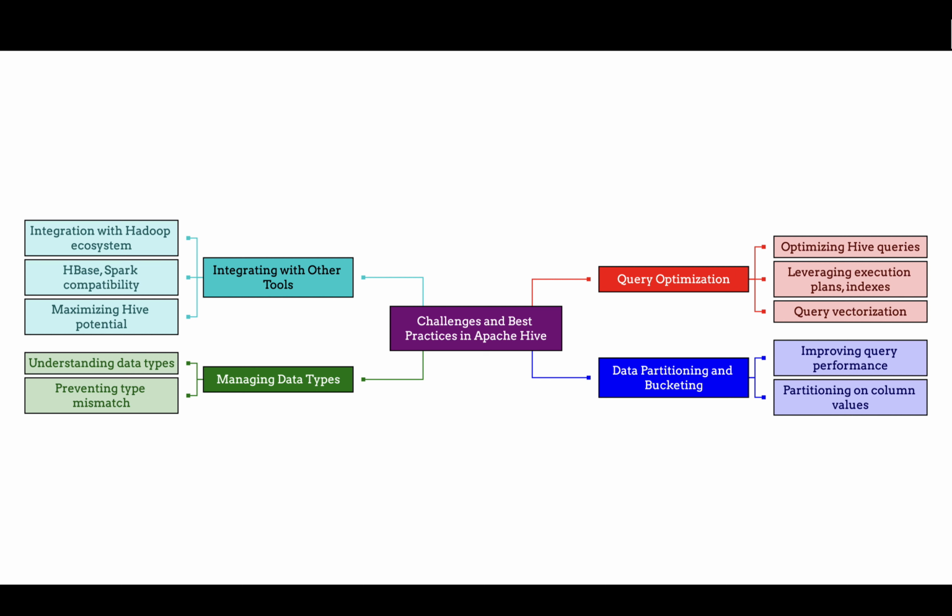Challenges and best practices in Apache Hive. 1. Query optimization. Optimizing Hive queries is critical for performance. This includes understanding and leveraging Hive's query execution plans, indexes, and query vectorization.